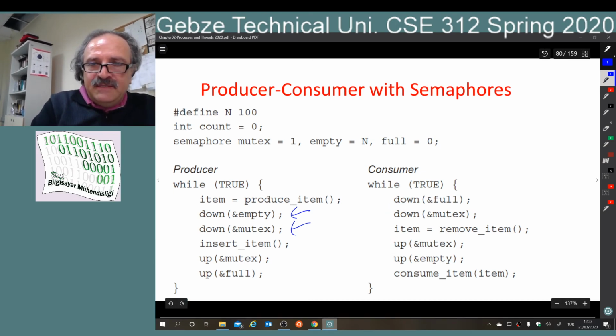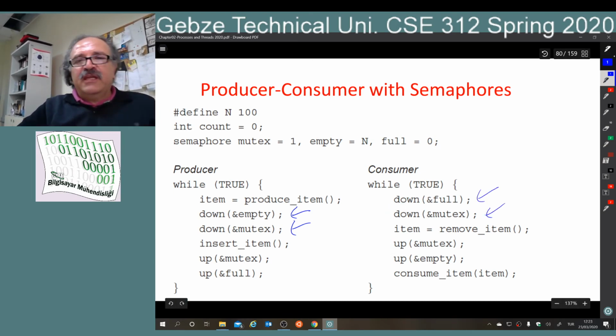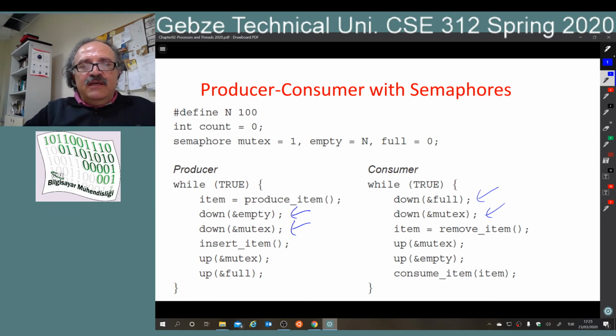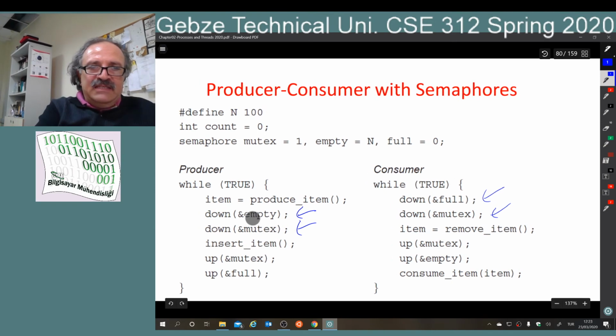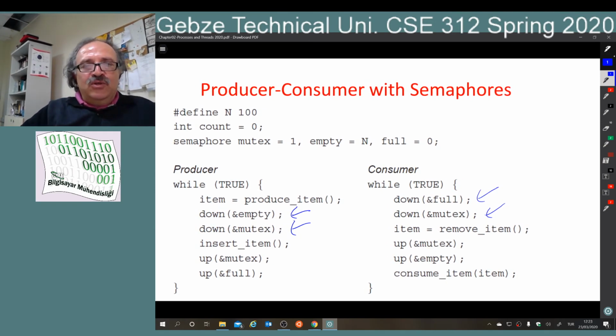This one sleeps. Okay, and this one. There are 4 places where you can sleep with this example. When this one is sleeping, that means that there are no empty slots available. It is all filled up.